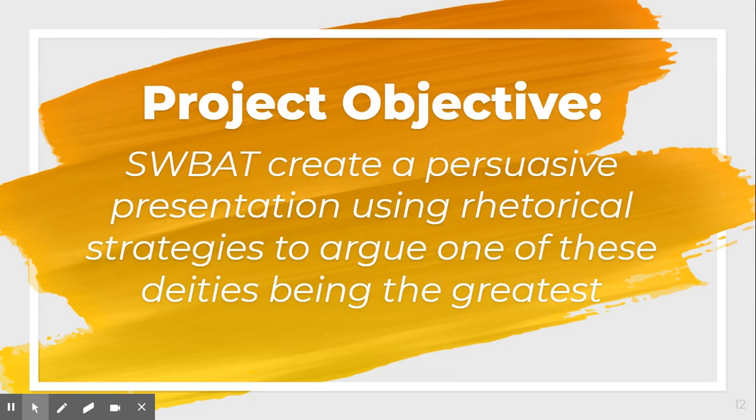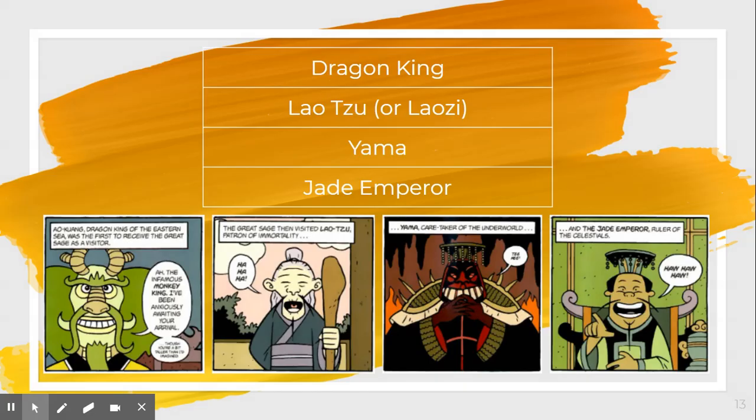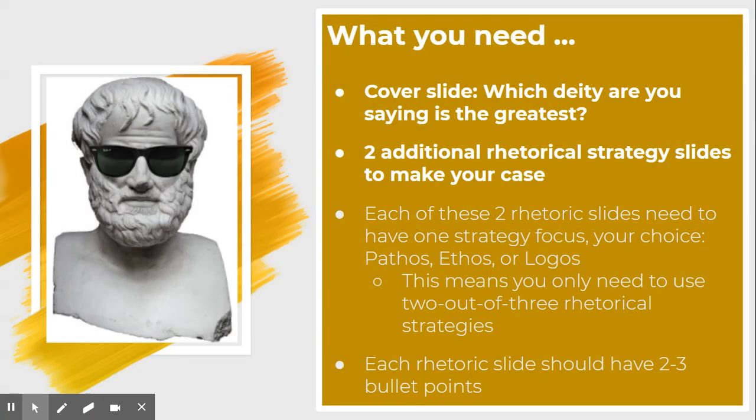Here's our project objective. Students will be able to create a persuasive presentation using rhetorical strategies to argue one of these deities being the greatest. So you get to pick, choose either the Dragon King, Lao Tzu, Yama, or the Jade Emperor. It's your choice.